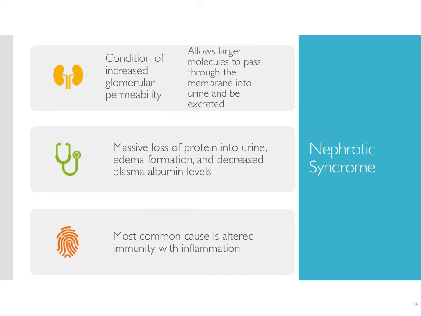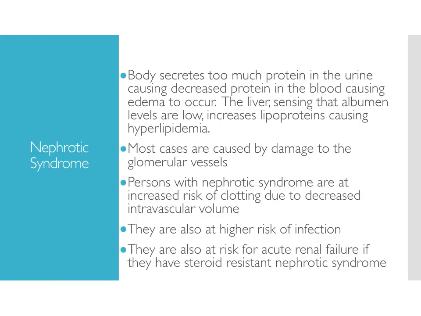The most common cause is altered immunity with inflammation. Basically what happens is the body secretes too much protein in the urine, causing decreased protein in the blood, which causes edema to occur. The liver, sensing that albumin levels are low, increases lipoproteins, which causes hyperlipidemia. And in most cases, it's caused by damage to the glomerular vessels.